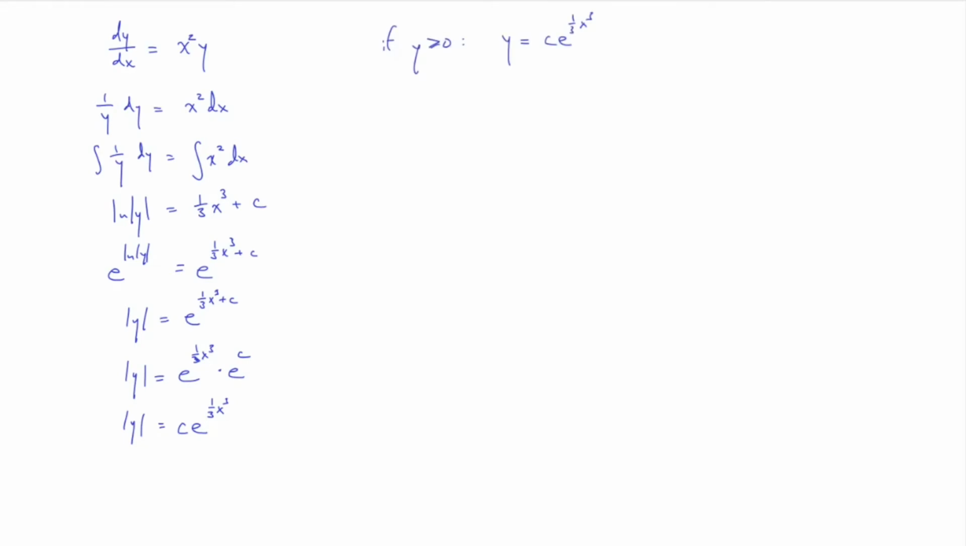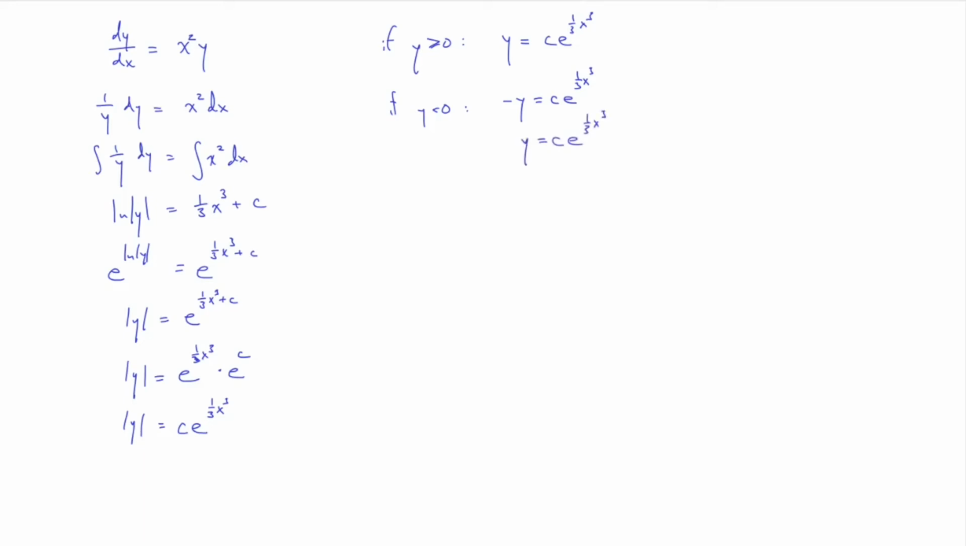And if y is positive or even 0, then the absolute value of y is just y, and we get that y is c times e to the 1/3 x cubed. On the other hand, if y is negative, then the absolute value of y is negative y. For example, if y is -7, the absolute value of -7 gives us +7. And so we get negative y is equal to c e to the 1/3 x cubed.